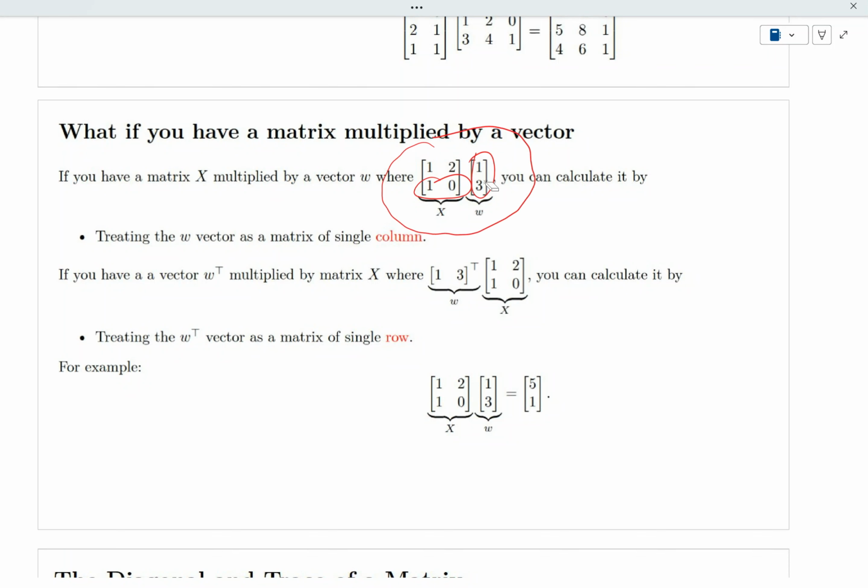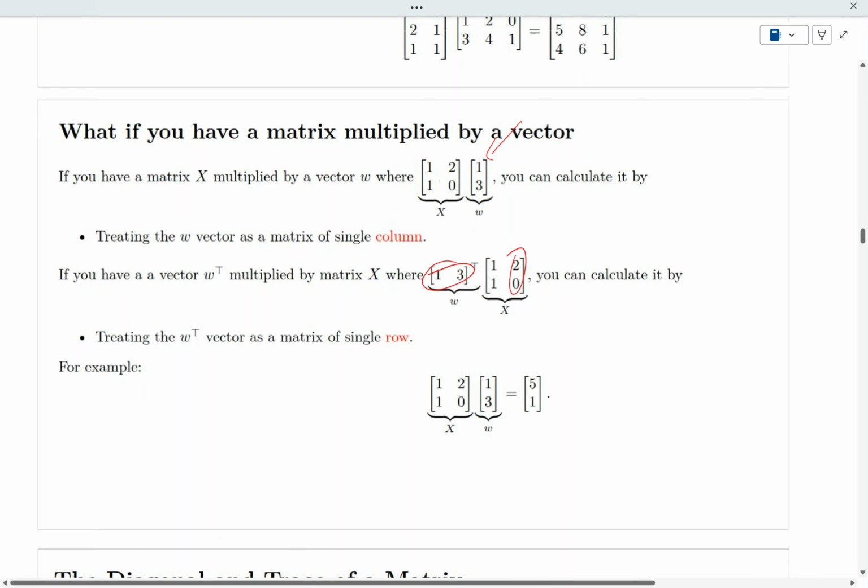Right. Similarly here, instead of multiplying on the right, we multiply by the left. You also treat this right here as a single row, right? Therefore, you take this and multiply by this, and then you take this and multiply by this.